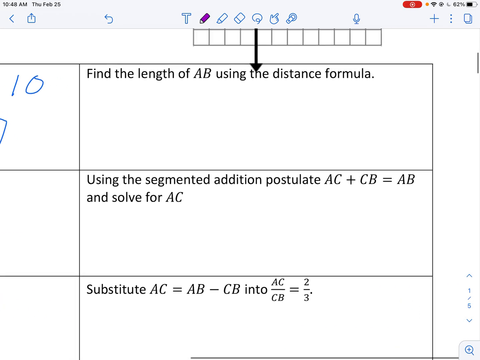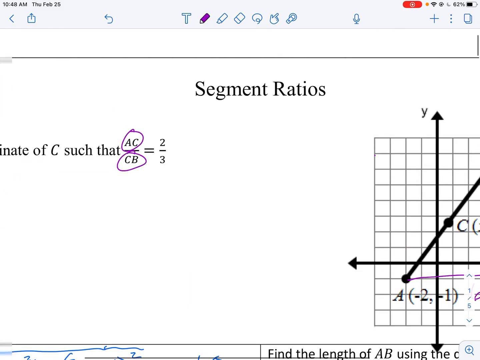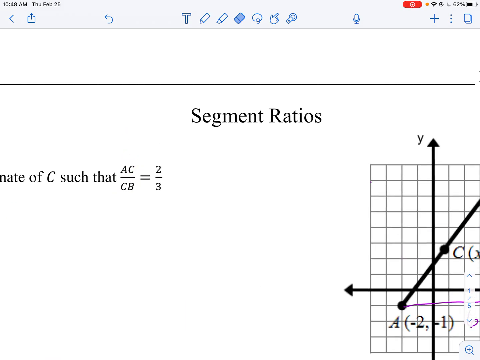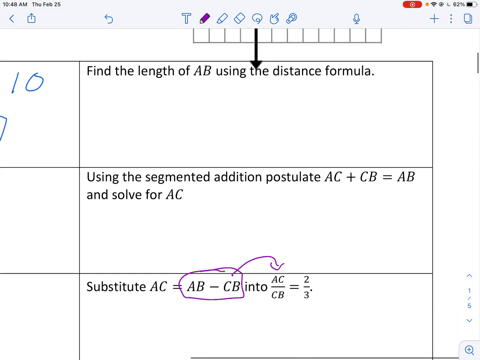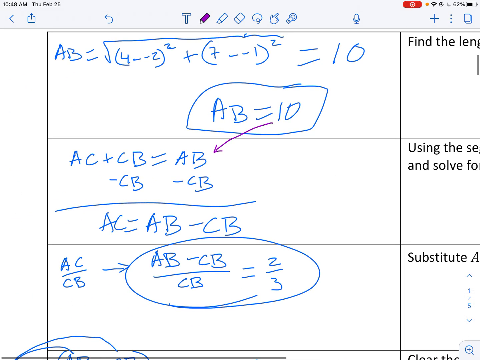So now we have that equation solved for AC a little bit. We're going to substitute that in for AC into our little ratio up here at the top, right? AC over CB equals 2/3. So we're going to substitute that in, and it makes this little fraction here, and it's going to equal 2/3. And the reason we did that is because now this is a known value. It's 10. It's up here. We already got it. And so we can solve for CB now.